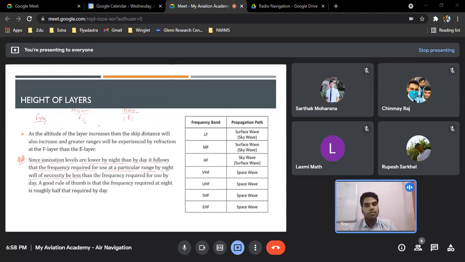Always remember this. The thumb rule has already told you this: at night it is roughly half that required by day. At least one question could be asked in this chapter from this only. Please remember this.